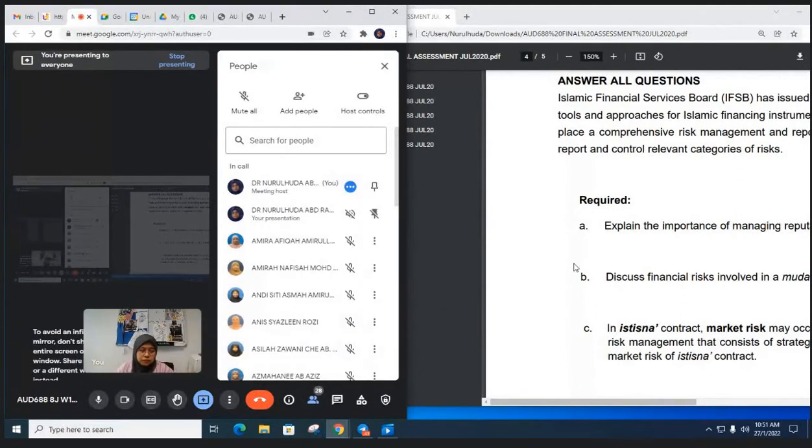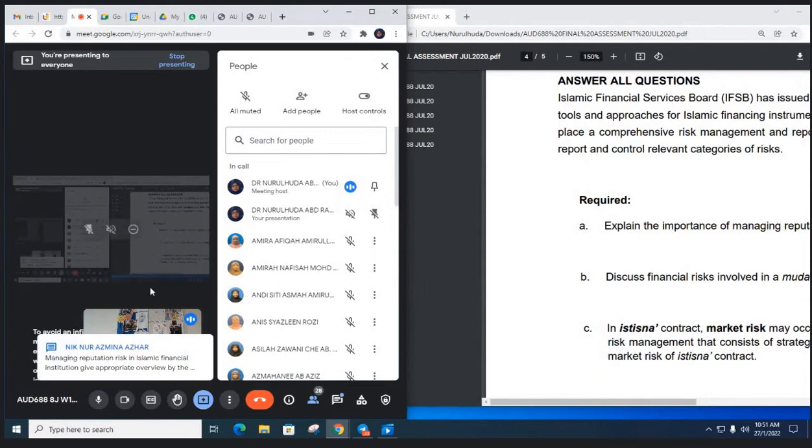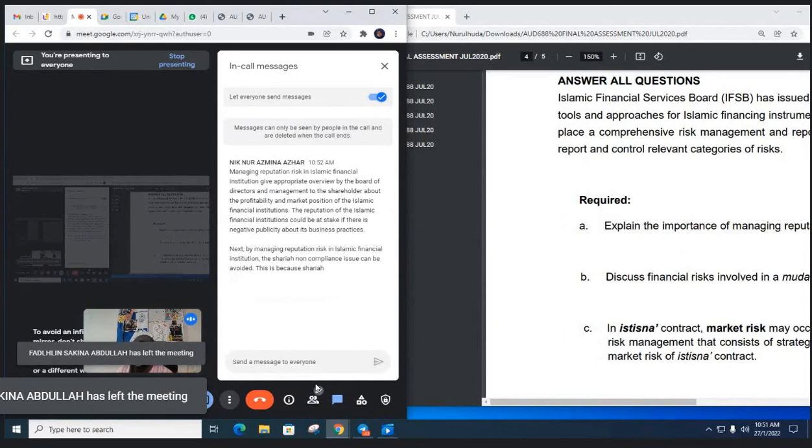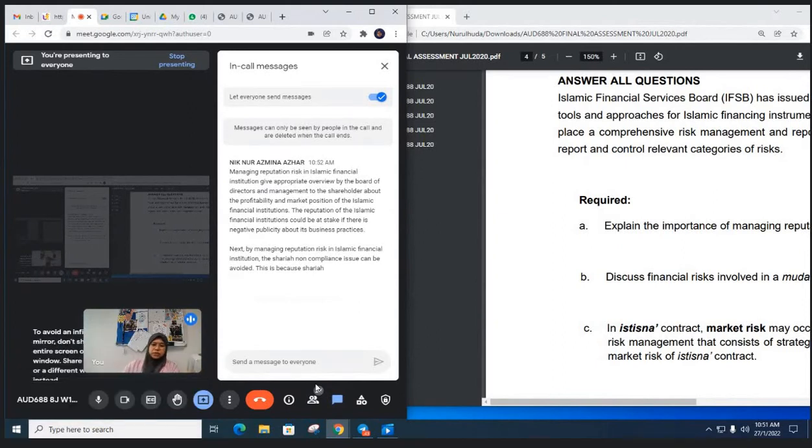Helps to minimize potential damage to IFI's reputation. Okay. Importance. Okay, lagi? Managing reputation risk in Islamic financial institution, give appropriate overview by the board of director and management to the shareholder about the profitability and market position of the IFI. Reputation could be at stake if there is a negative publicity. Okay.